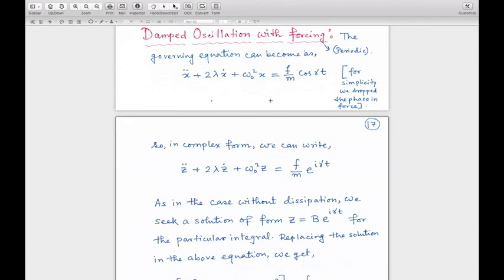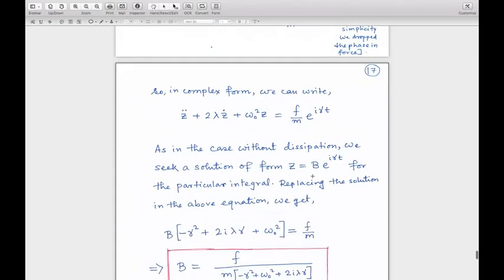Now, following the same methodology as before, here we also search the solution just after converting this equation of motion into its complex form. That will be much easier mathematically. And then finally we extract the real part for the physical solution.